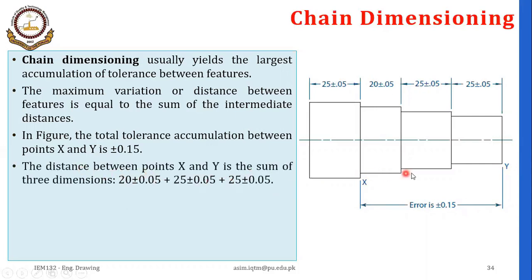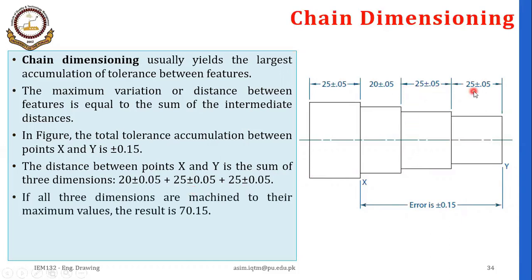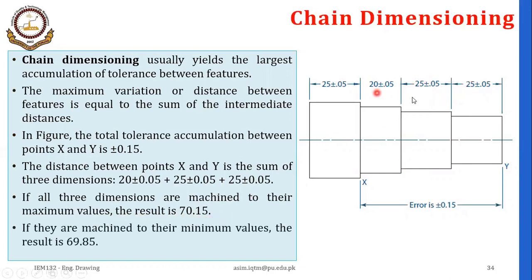The distance between X and Y is the sum of three dimensions, that is 20 plus minus 0.05, plus 25 plus minus 0.05, plus 25 plus minus 0.05. If all three dimensions are machined to their maximum value, that is 20.05 plus 25.05 plus 25.05, then the result is equal to 70.15. If they are machined to their minimum values, the result is 69.85.